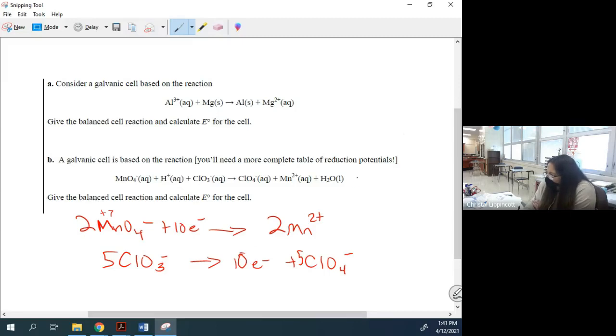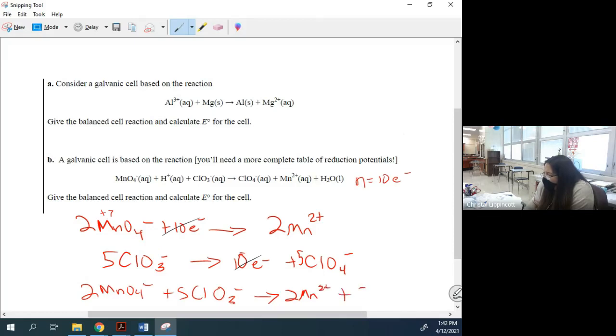So n equals what here? You need to know that for later, but I'm getting you in practice now. You're going to be like, oh, thank you, Lippy, for calling attention to that, because we're going to need that. And then we combine this together: 2 MnO4 minus plus 5 ClO3 minus yields 2 Mn2 plus and 5 ClO4 minus.